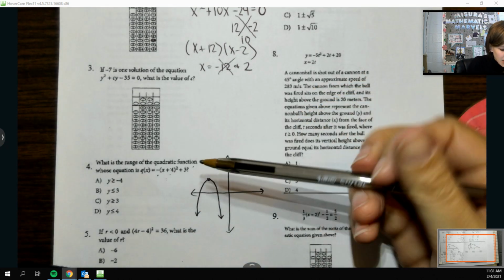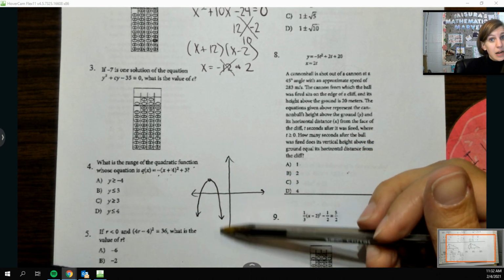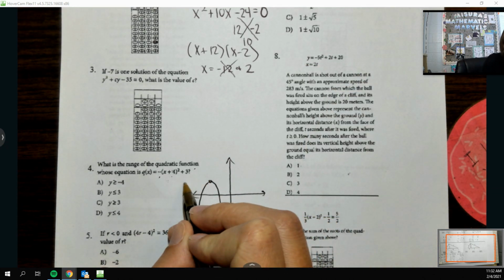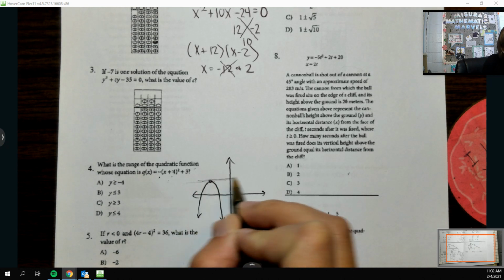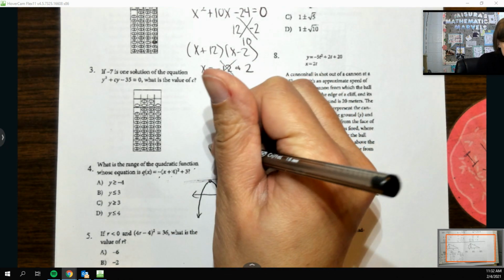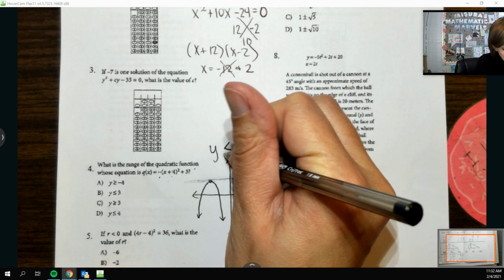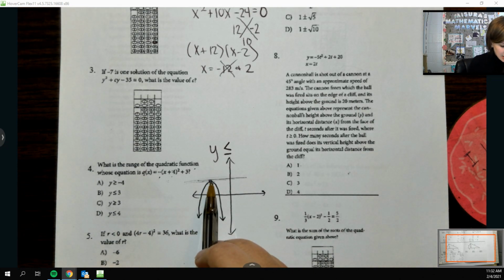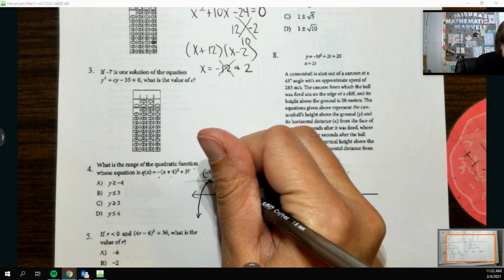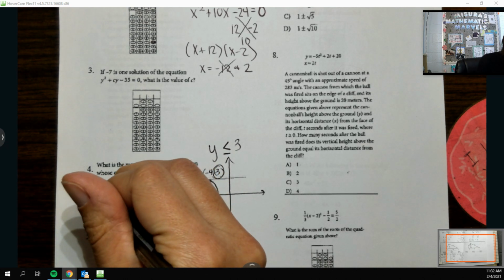So this graph is not covering any of the y values up here, but all of them down there, because arrows mean go forever. So the range, or the y values of this graph, start this high and go forever lower. So the y values are forever less. And it's also equal at this spot here, which is exactly 3 high, because again, that vertex was at negative 4, 3, so that y value is 3 high. So that's the one we want, B.